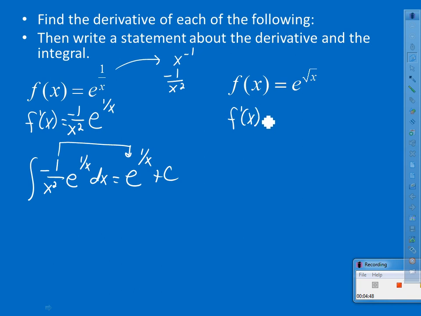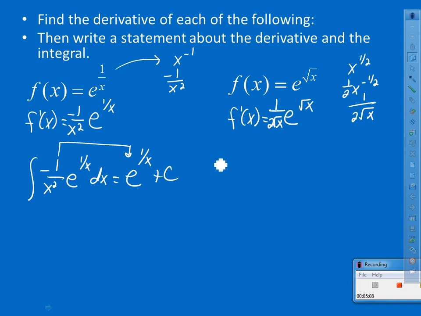The derivative of this will be, once again, e to the square root of x. And then I have to come over here and find the derivative of the square root of x. So I'm going to think of that as x to the 1/2. So I got 1/2 x to the negative 1/2, which is 1 over 2 radical x. So that's what I'm going to bring back.